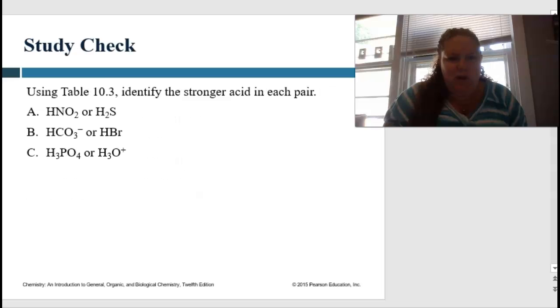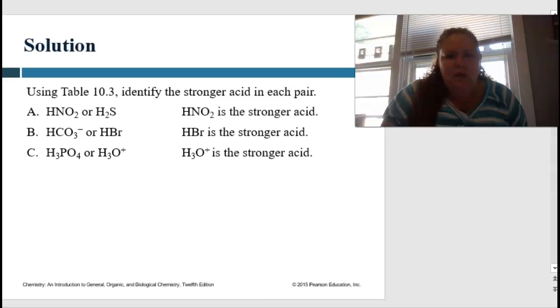Okay, let's try one more. Using that table that we identified before, identify the stronger acid in each pair. Pause me and come back. For this one, HNO2 is a stronger acid, HBr is a stronger acid, and H3O+ is a stronger acid. Good job, guys.